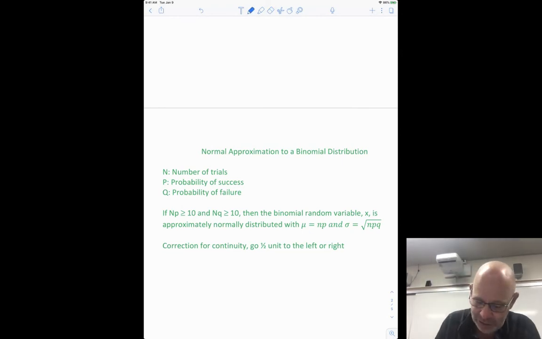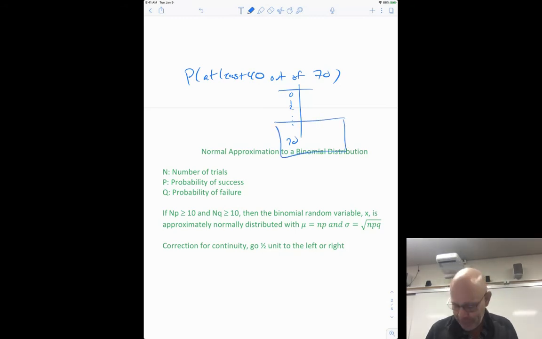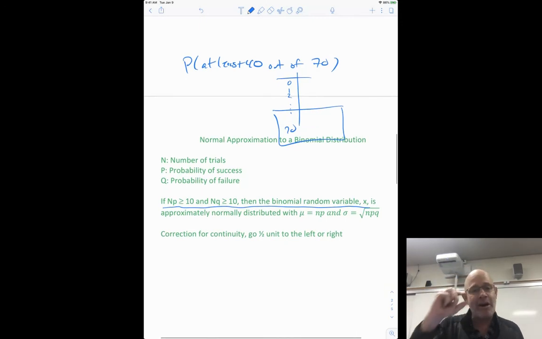So if I ask a question like, what's the probability of at least 40 out of 70? Remember, I'd have this list that went 0, 1, 2, all the way to 70, and then I'd have to add up a certain amount. It'd just be way too many, right? So we're going to actually use this fact right here, that if np and nq are both greater than 10, then it's going to be roughly normal. So n is the number of trials, p is the probability of success, q is the probability of failure. If it's roughly normal, the mean will be np, and the standard deviation will be the square root of npq, and then I can use that fact rather than going back through and having to add up all these ones.